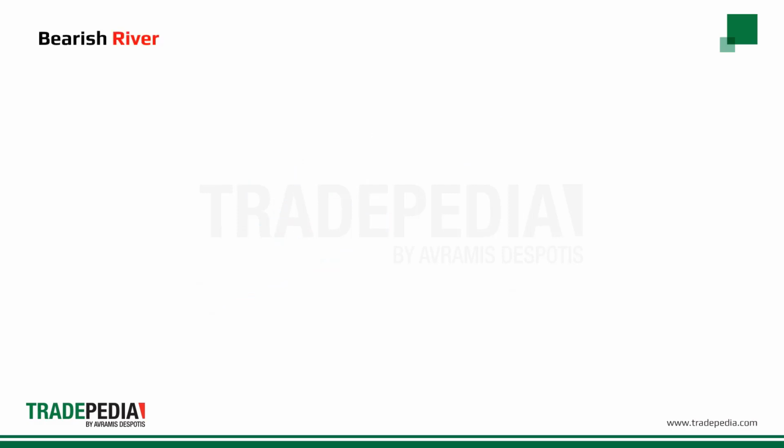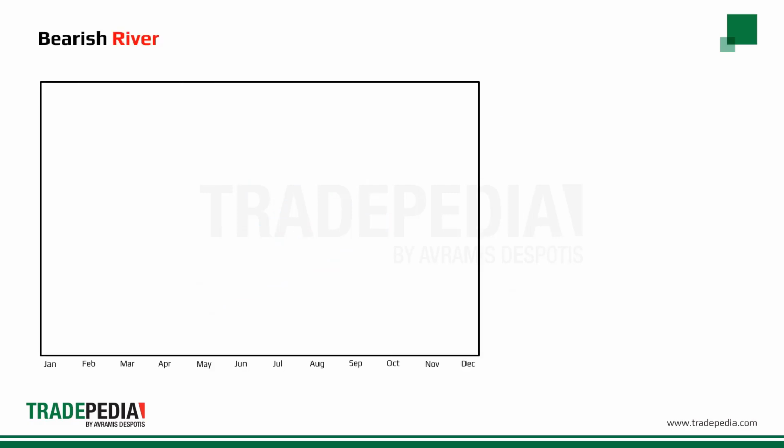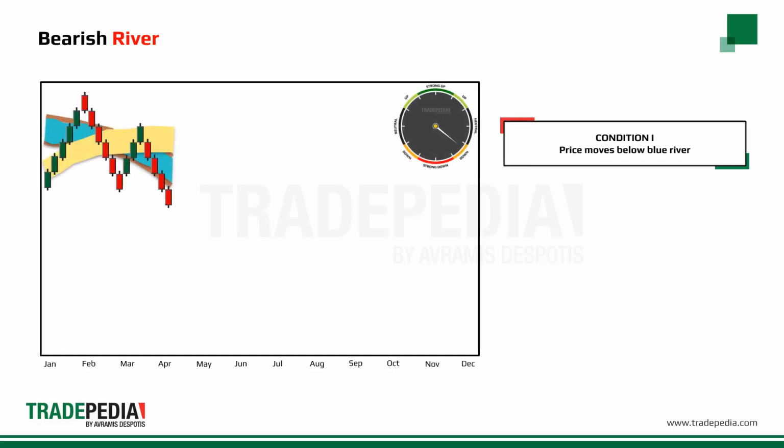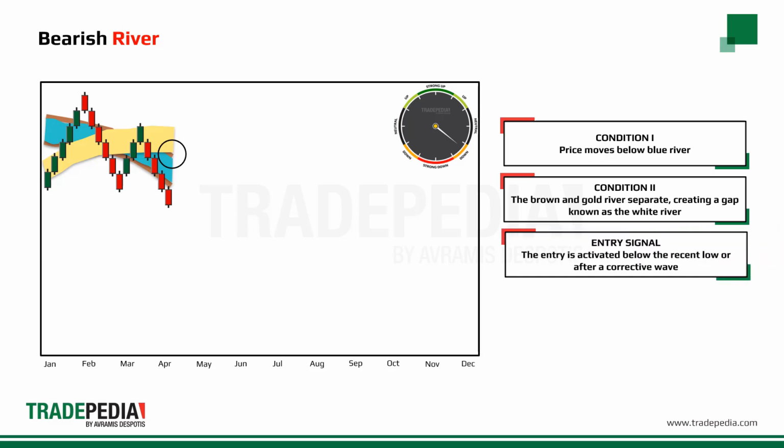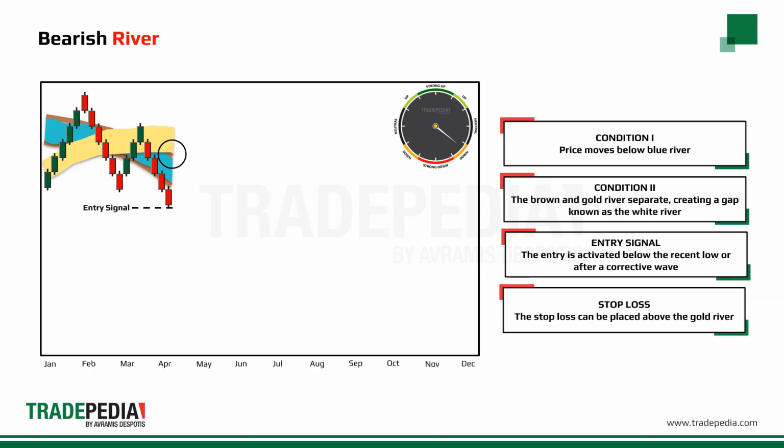A bearish river signal is given when the following conditions are met. Condition 1. Price moves below Blue River. Condition 2. The Brown and Gold River separate, creating a gap known as the White River. The entry is activated below the recent low where the signal was generated or after a corrective wave. The stop loss can be placed above the Gold River.